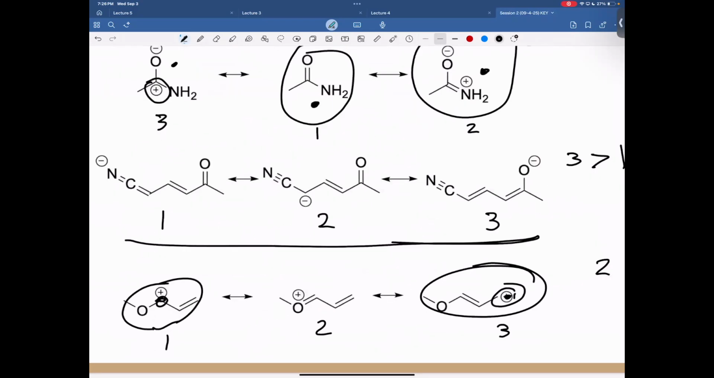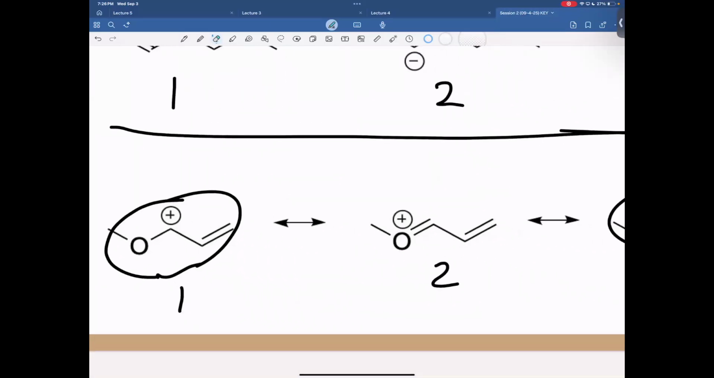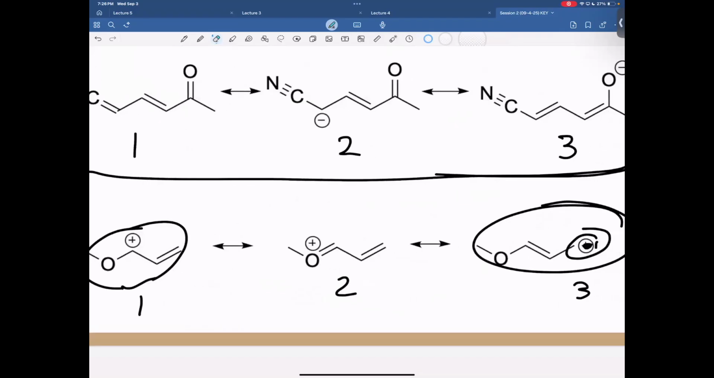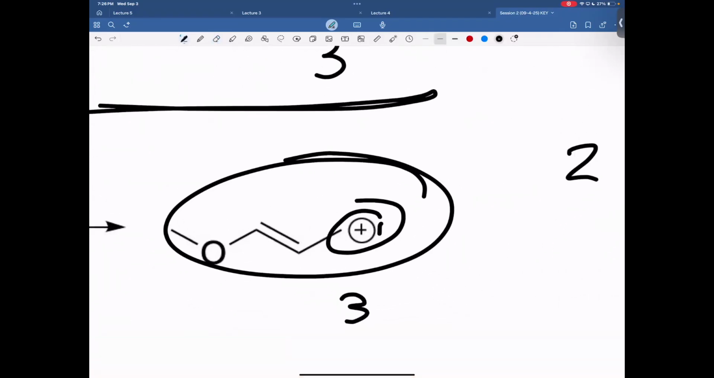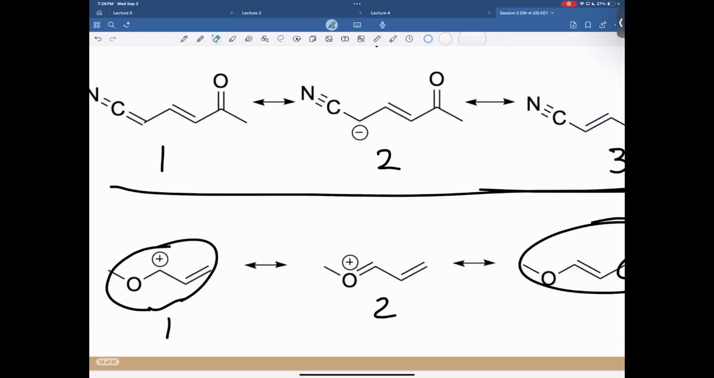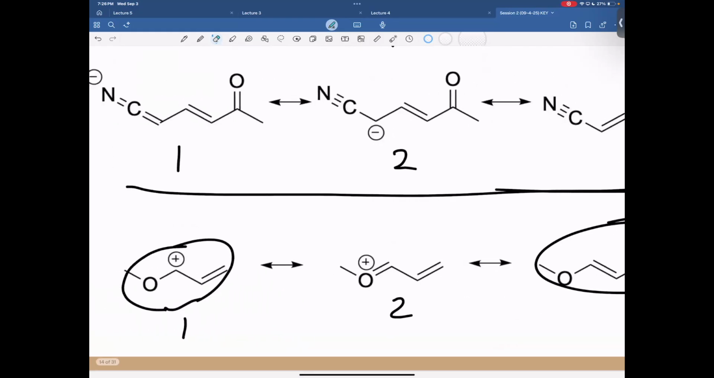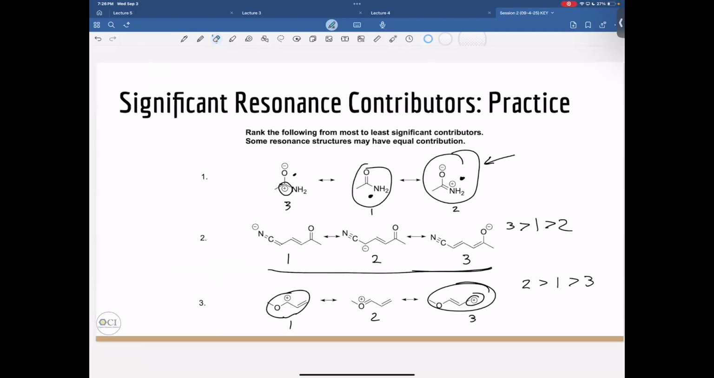On 1, this carbon, what'd you say? Yeah, it doesn't have a full octet. So this is a candidate for last place, but if you also look at this one, it also has a carbocation. So this one also doesn't have a full octet. So I was just differentiating between which one comes in last. Does that make sense?